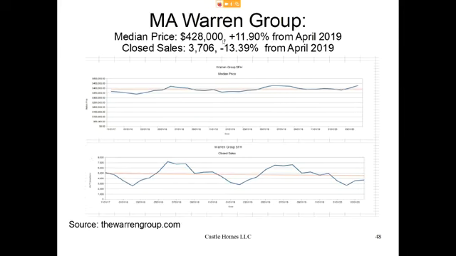Okay, so now here's the Warren Group, which is capturing the absolute positives. So April we were up 11.9% and down, I'm sorry, down 13% in closed sales. So this is median price for April, and this is closed sales for April.